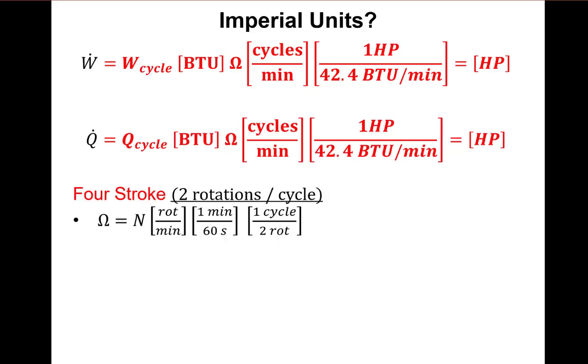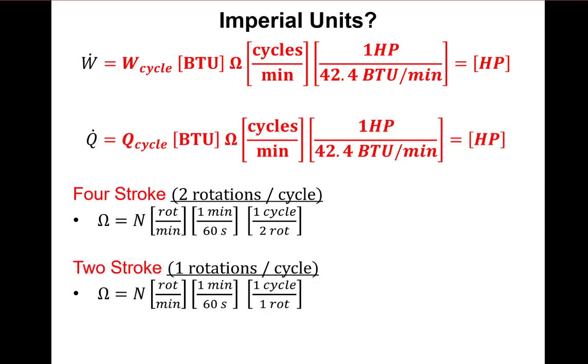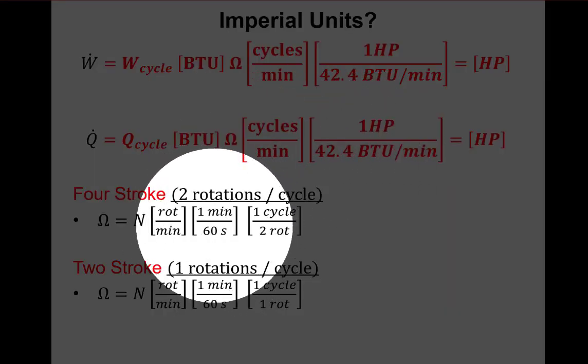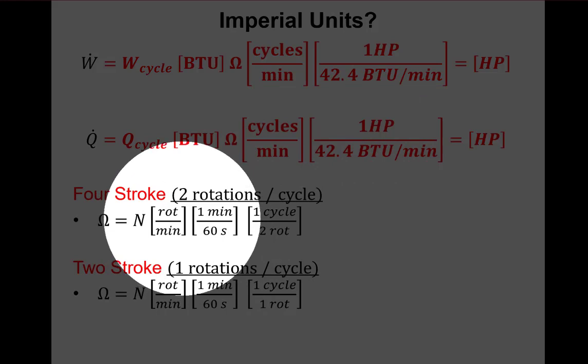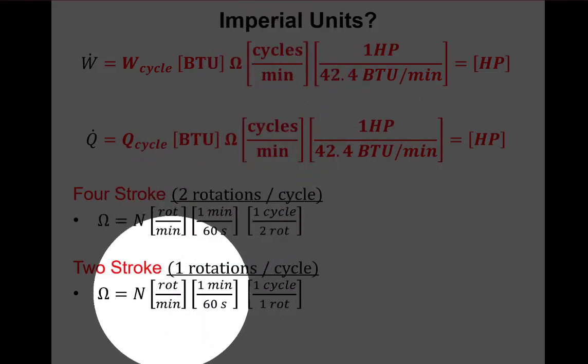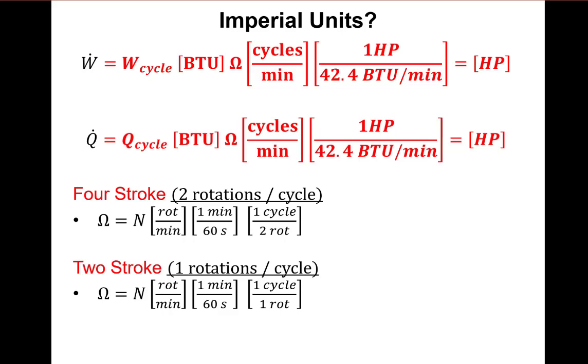So here again, for 4-stroke engines, you divide N by 2 to get cycles per minute, and then you can multiply by 1 minute over 60 seconds if you want to get rotations per second, which is more what you do in metric than in imperial. And for a 2-stroke, 1 cycle is equal to 1 rotation. So the higher number of strokes gets the larger number in the denominator.